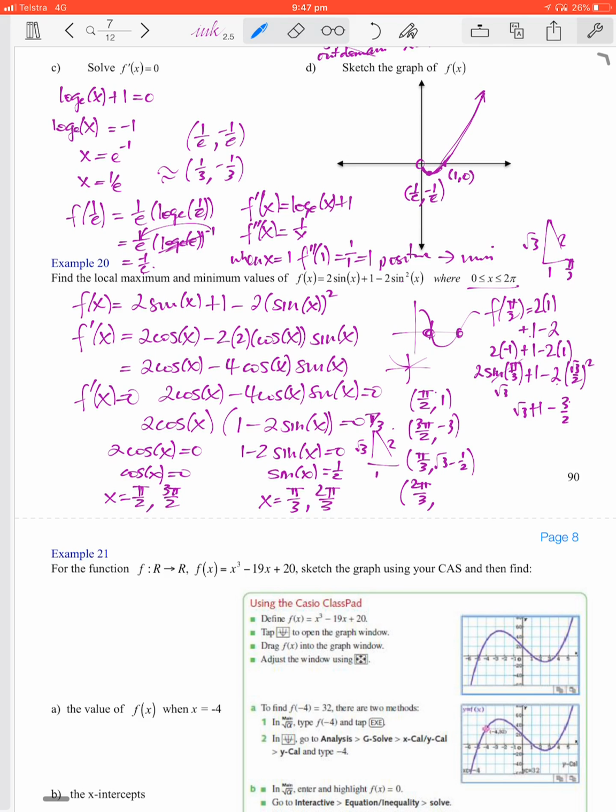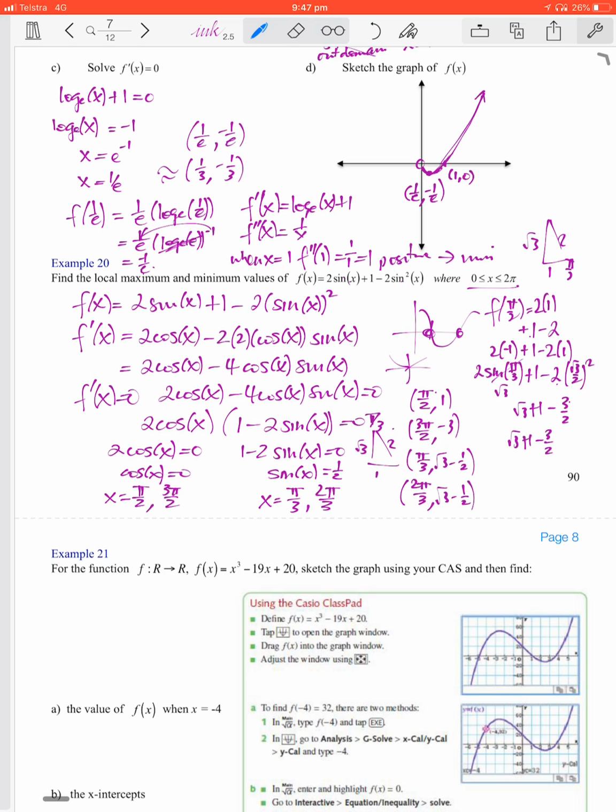And then if I get 2 pi on 3, we're going to get exactly the same value, because sine is positive in both of them. So we're going to get root 3 plus 1 minus 3 on 2. So that's going to be root 3 minus 1 on 2. So this question's a little bit annoying because we've got to work out whether these are maximums or minimums.